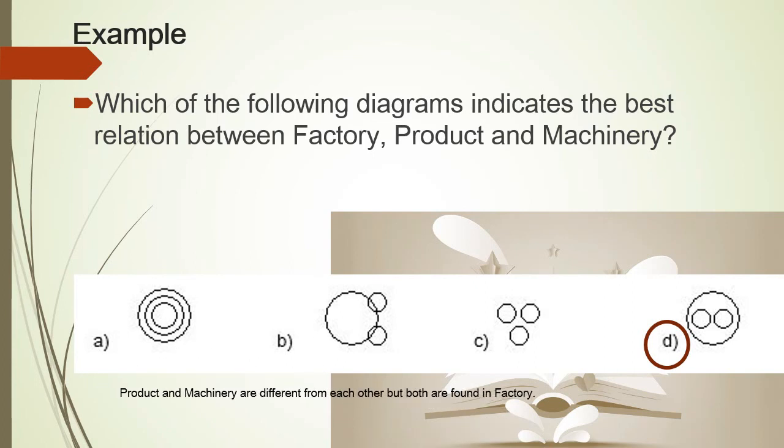The answer for this is option D, that is a bigger circle with two circles inside. Let us know the explanation for this. Both the product and machinery are different from each other, but both are found in the factory.